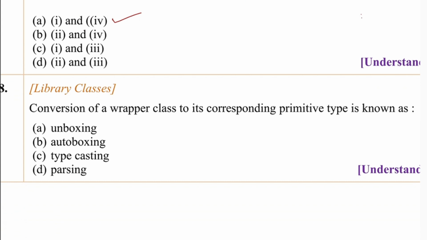Conversion of a wrapper class to its corresponding primitive type. Wrapper class to primitive is unboxing. Primitive to wrapper is autoboxing. Wrapper to primitive is unboxing.